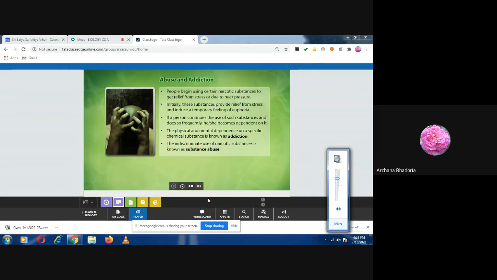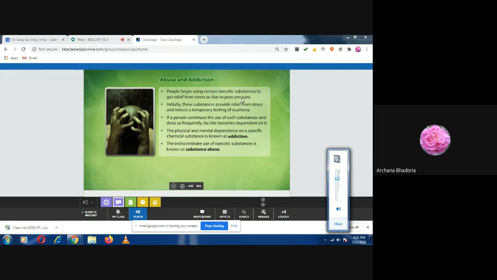First of all, we'll discuss what is the reason why children, any boy or a girl, take up these habits. Why they start consuming drugs or drinking alcohol. So now the reasons are there. Reasons for taking the drugs or the alcohol. Number one is to get relief from stress, or due to peer pressure. You take them separately. First one, to get relief from the stress. Second, due to peer pressure.